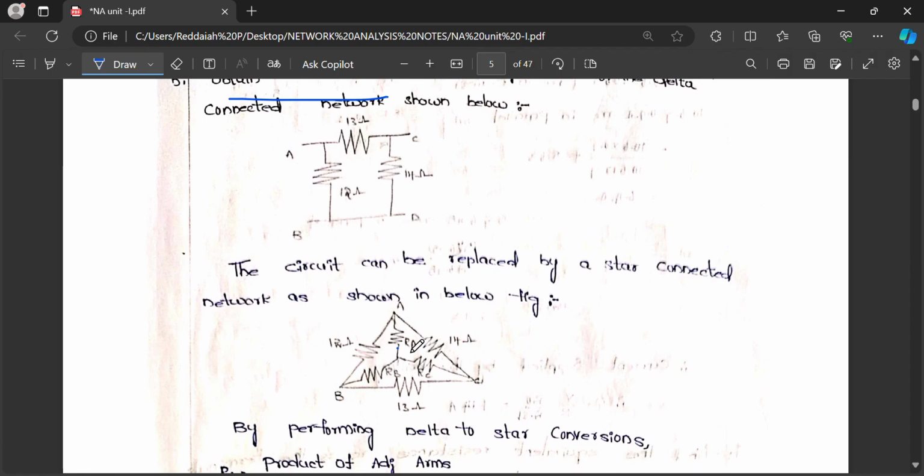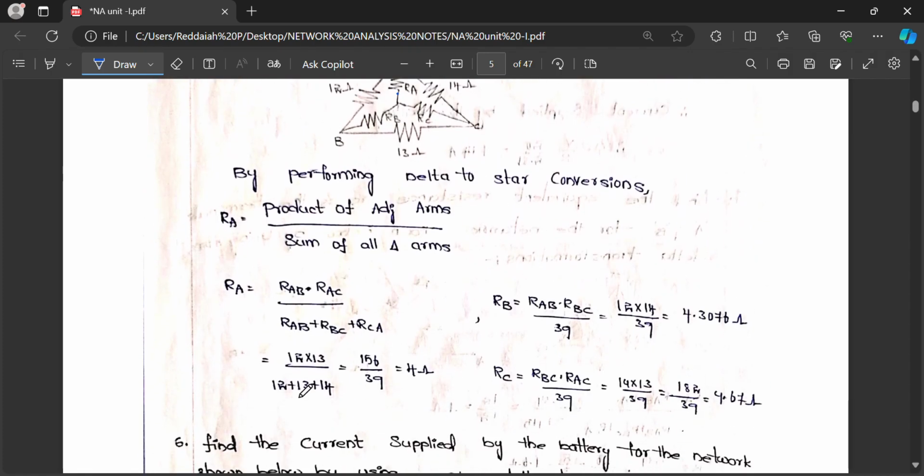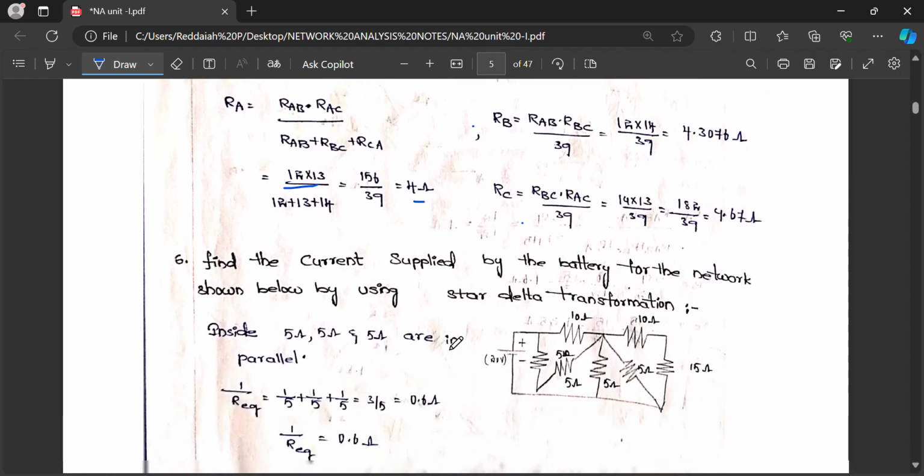RAB is 12 ohm and 13 ohm, 12 ohm times 13 ohm divided by the sum of all resistances. That is the conversion. Similarly, you can find RB and RC by using the same formula.